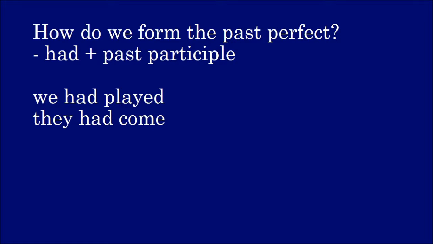How do we form the past perfect? Well, instead of have and has, we use had plus a past participle. Examples: we had played, they had come.